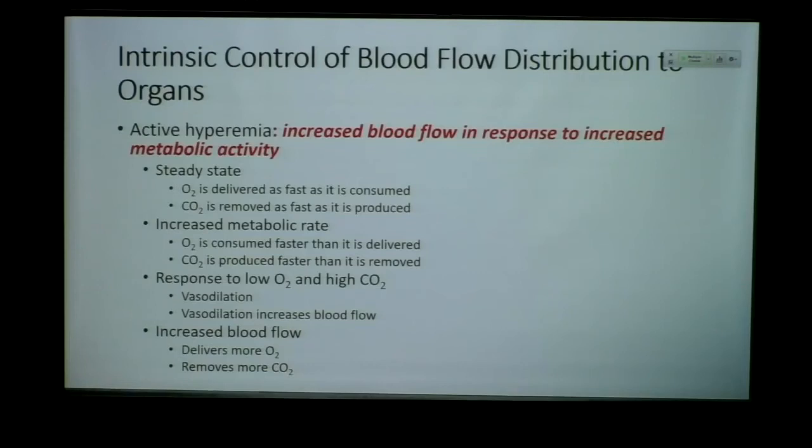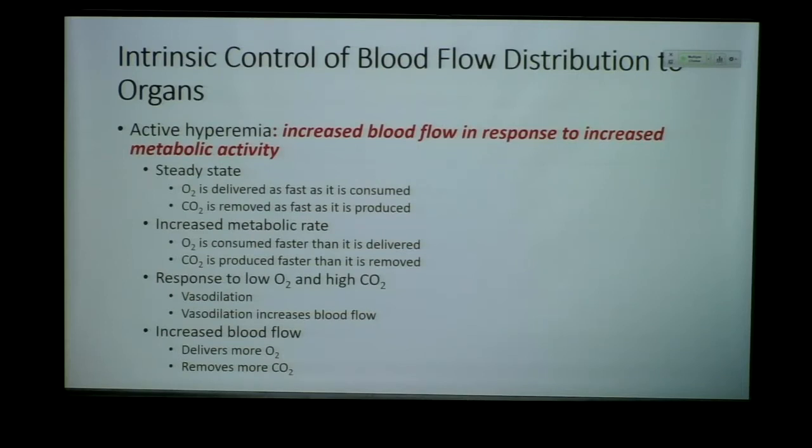Mechanisms of regulating, we're going to speak about active hyperemia, and this is basically increasing blood flow in response to increased metabolic activity. So when the body is in steady state, or when an organ system is in steady state, there is a constant amount of oxygen coming in, and it is exactly matching the amount of oxygen being consumed. So there isn't an excess oxygen building up. As oxygen is coming in, it's being used, and then carbon dioxide is going to be the same. The amount of carbon dioxide being produced from the tissue will match the amount of carbon dioxide that's leaving.